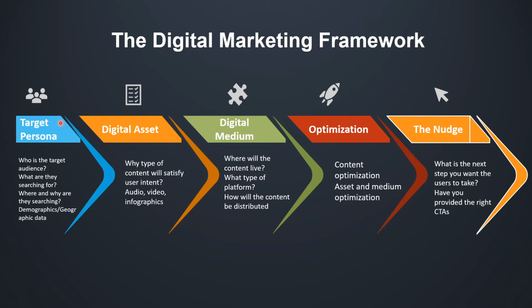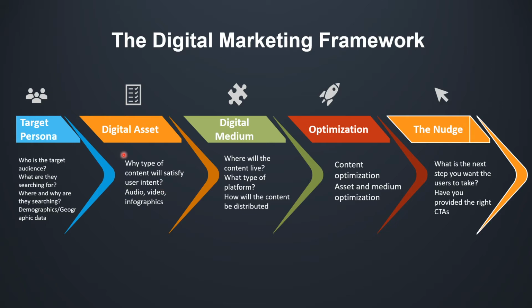But basically, once you are done with this step, the next thing is the digital asset, which is basically what type of content will satisfy your user intent, whether it's audio, video, infographic, a blog post, an article, or a simple image. What type of content will be able to match your target persona and searcher intent, and satisfy that request? Again, there are multiple different ad formats, and choosing the right format will be important as well.